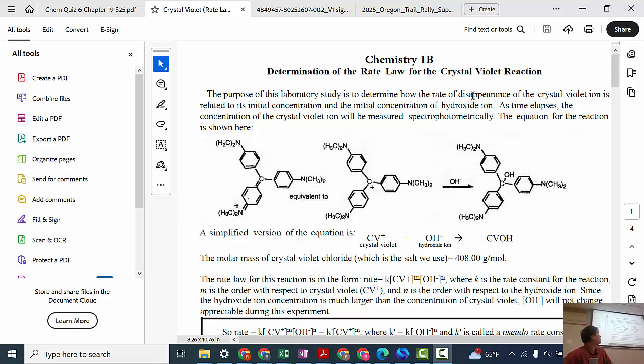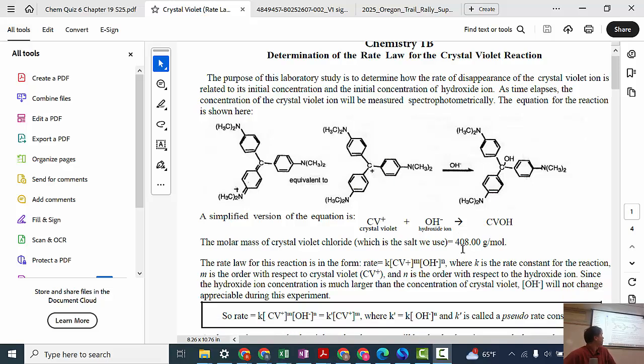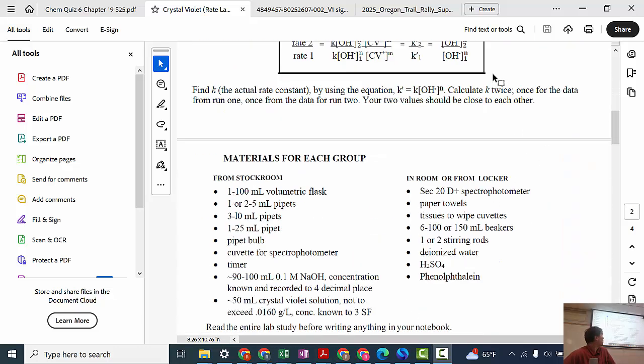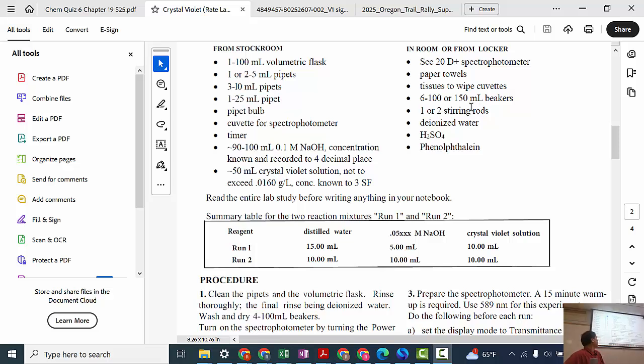Our determination of the rate law for the crystal violet reaction here first. So we'll talk about the rate law from the observations, but we're going to do two runs here. Run one is going to be 15 milliliters of water, 5 milliliters of sodium hydroxide, and 10 milliliters of crystal violet. So the total volume here is going to be how many milliliters? 30 milliliters. And the crystal violet is going to be a 10 to 30 dilution, or 1/3 dilution.